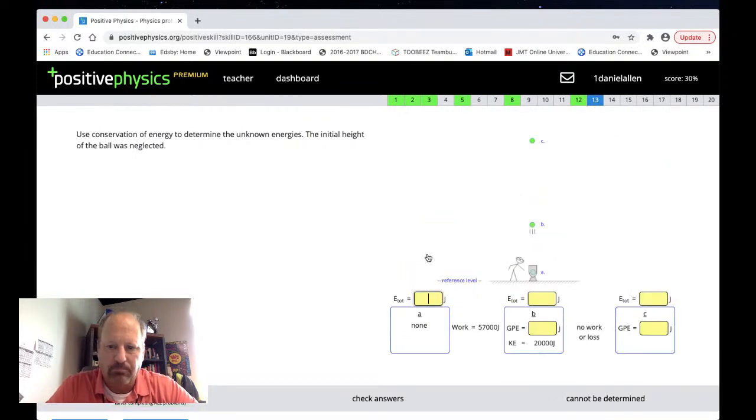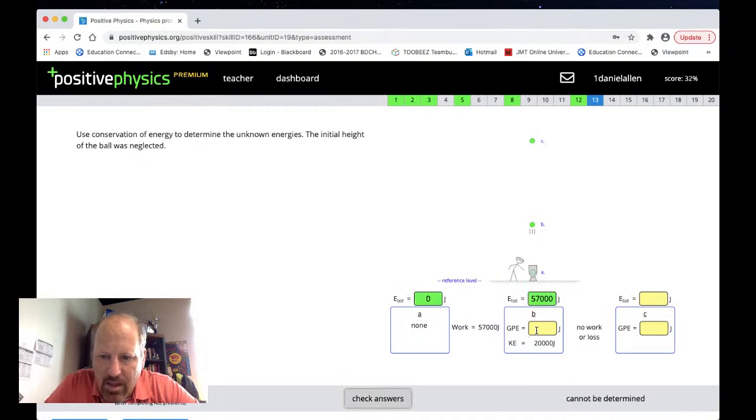Okay, so the total energy at A, there's none. That's 0 joules. 57,000 joules of work is put in. So the total is 57,000. The initial height of the ball was neglected. Use the conservation of energy to determine the unknown energies. Total energy of the work is 57,000 joules. So the energy total would be 57,000 joules. We'll double check that real quick.